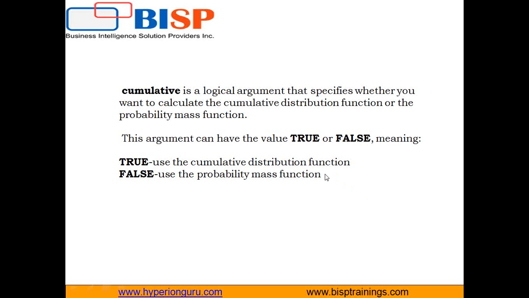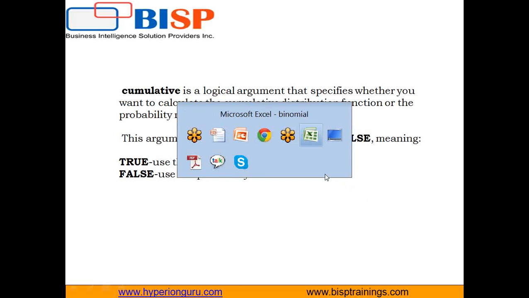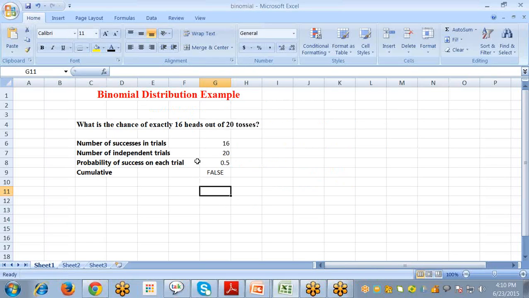Let's now begin with an example of probability distribution. We have to calculate the chance of exactly 16 heads out of 20 tosses. If we assume that the coin toss is fair and the results are recorded properly, the results will follow what is called a binomial distribution. The equation that describes the binomial distribution is built into Excel, so we can calculate it with the help of the Excel built-in function.